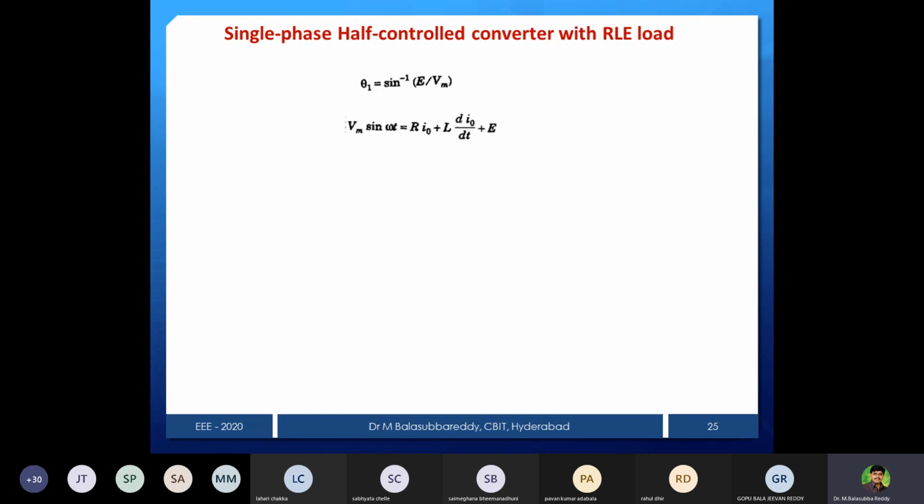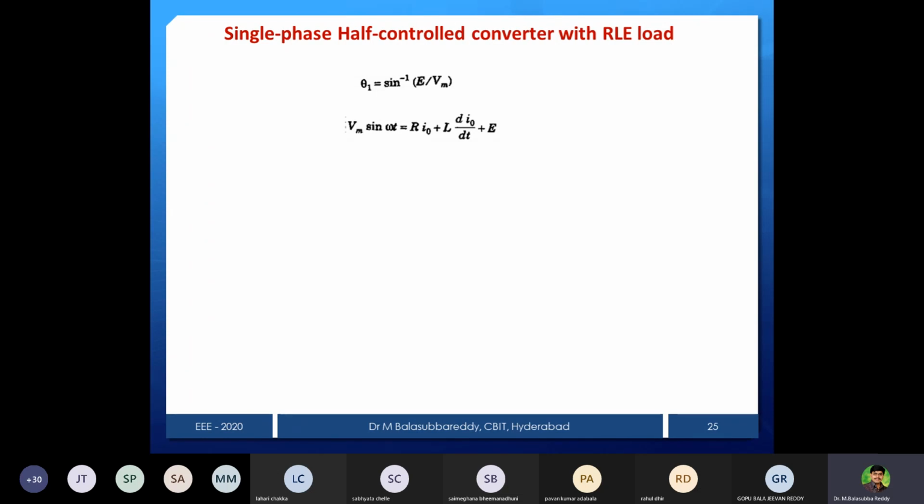From that we find that i naught is equal to Vm by Z into sin of omega t minus phi, plus some constant into e power minus R by L into t. That is the steady state and then the transient condition. You add them and you get the final total current expression.